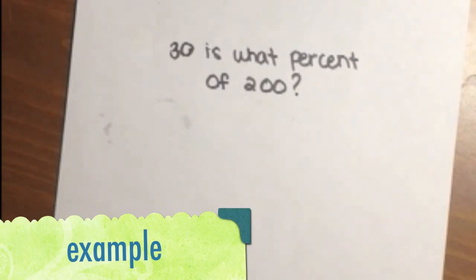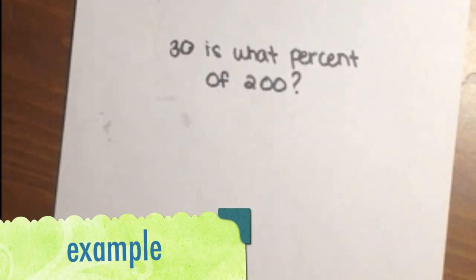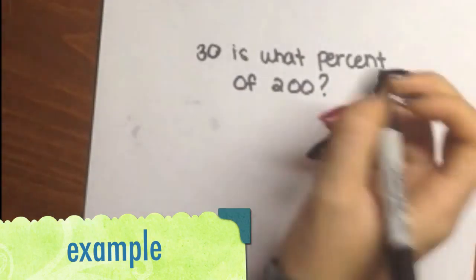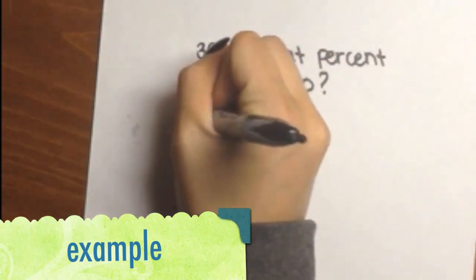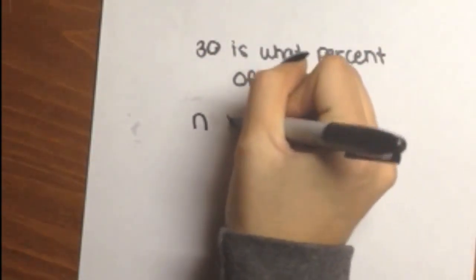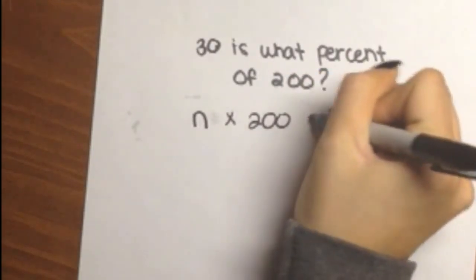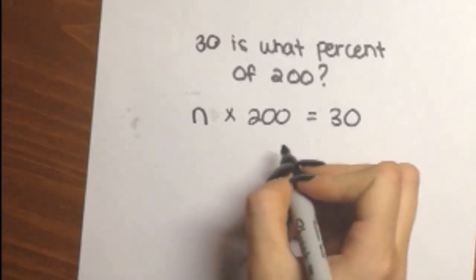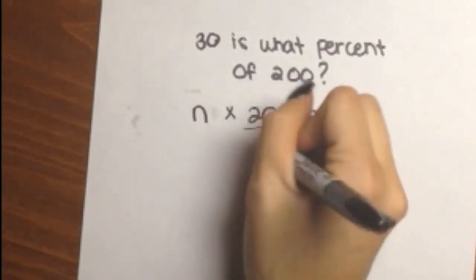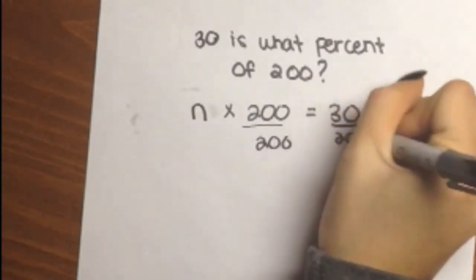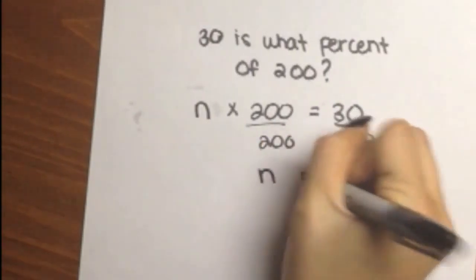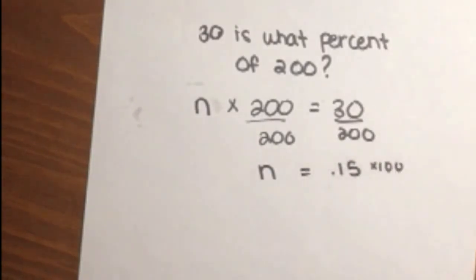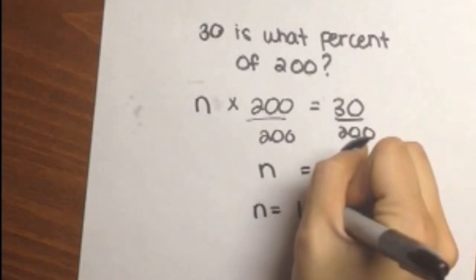$30 is what percent of 200? To solve this problem, you can use the basic percent equation, but this time you are given 30, which is the amount, and 200, which is the base. So you plug this into the equation, using n for the percent that you want to find, n times 200 equals 30. Now the first thing you want to do is divide each side by 200. So you get n equals 0.15. And you multiply that by 100 to give you the missing percent. Therefore, n equals 15%.